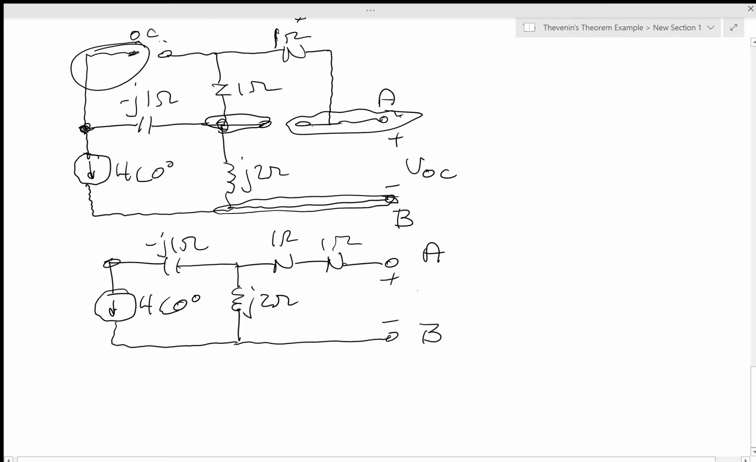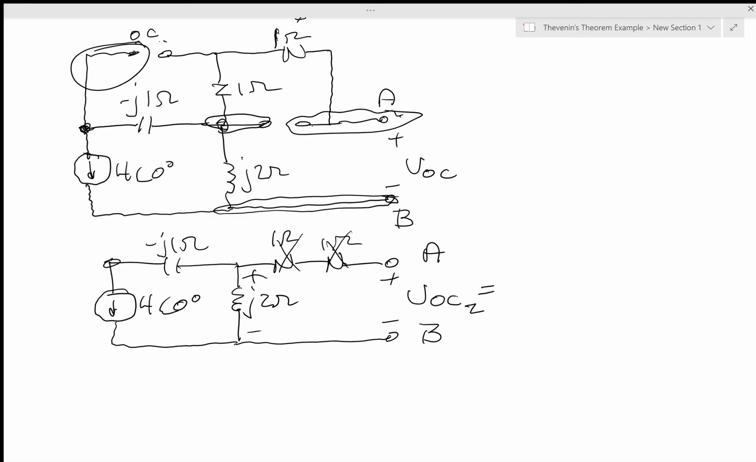And I'm looking for VOC2. Once again, these two 1 ohm resistors have no voltage drop because current can't flow in an open circuit. And so VOC is across that j2 ohm impedance right there.